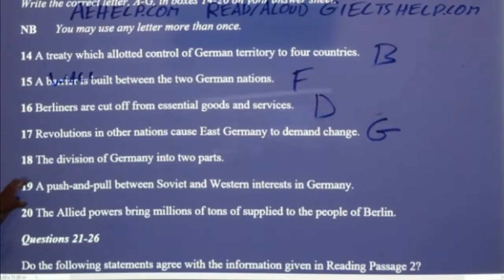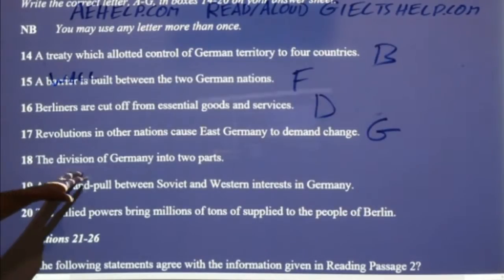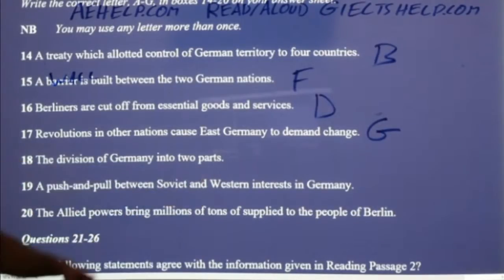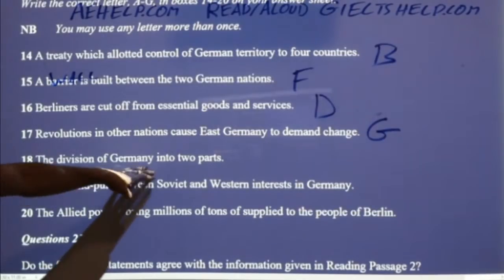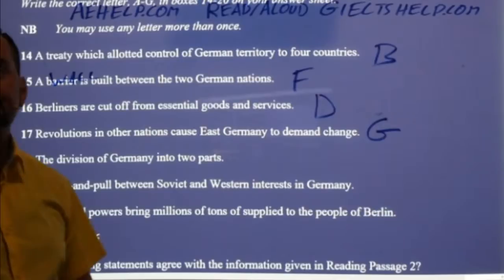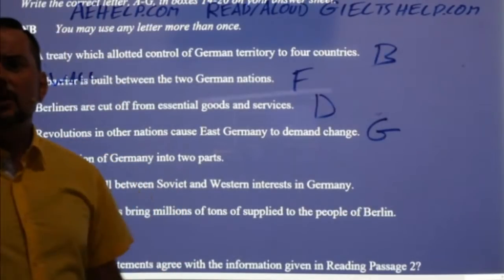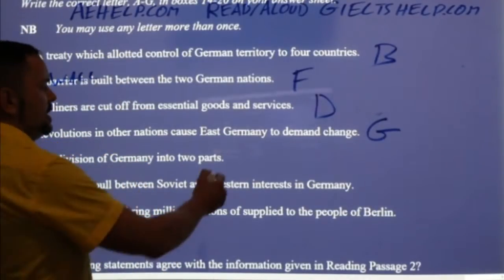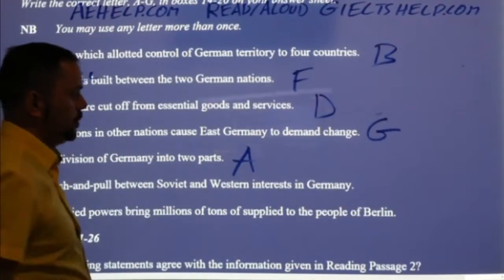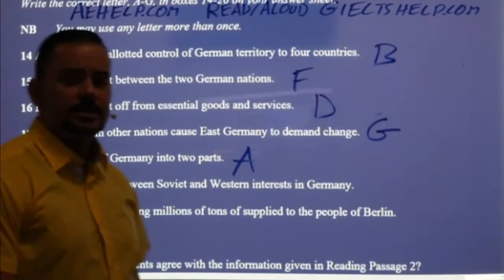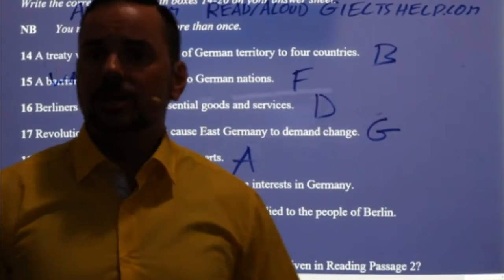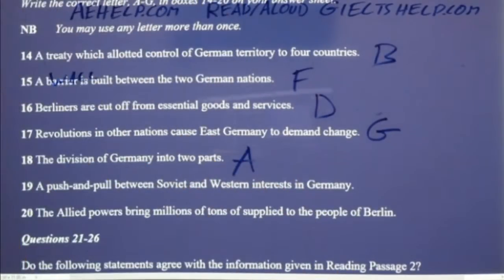Okay, 18, the division of Germany into two parts. So where Germany is divided into two parts. That one should be pretty easy. Hopefully everybody gets that one. Yeah, very good, Abhishek. Very good, Bhumi. That was the introduction, right? Following World War II, Germany is divided into two parts. That's the introduction. Very nice.